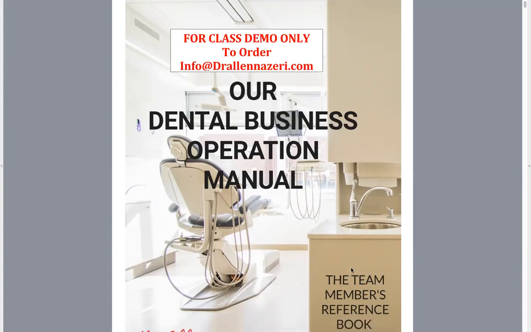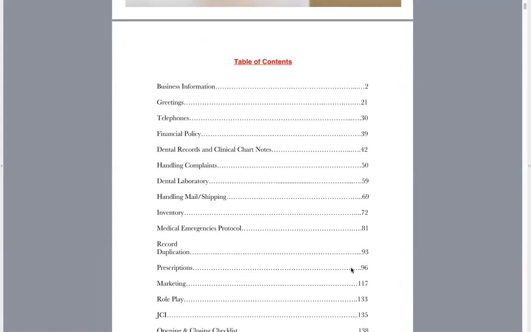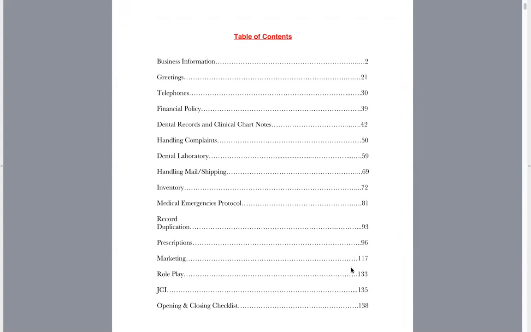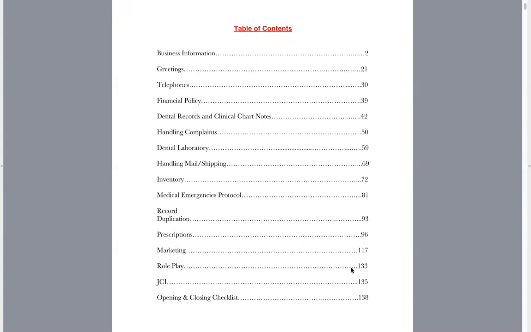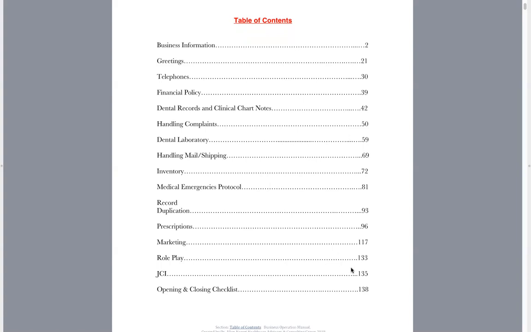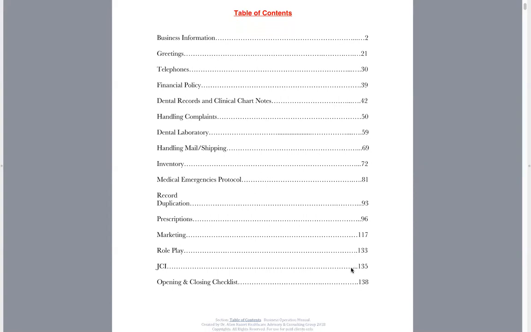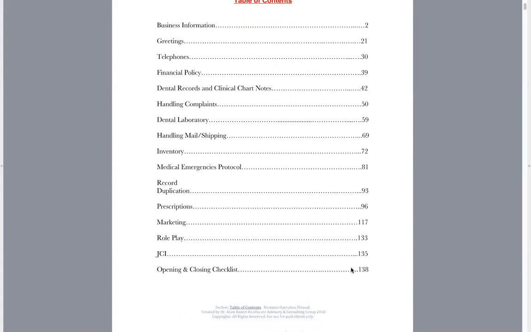Basically, the manual has different sections: business information, greetings, telephone, financial policy, dental records, handling complaints, dental laboratory, handling mail or shipping, inventory, medical emergencies, record duplication, prescriptions, marketing, role play, and JCI if you're outside of the US. If you're in the US, it would be more your OSHA information, Occupational Safety and Health Administration, and an opening and closing checklist.